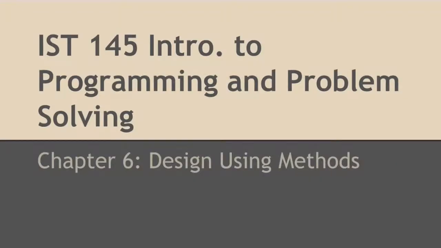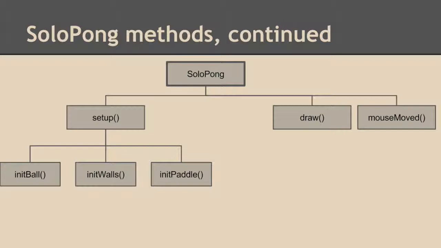Welcome back. This is the fifth video for Chapter 6, Design Using Methods. We're going to continue on with our process of decomposing SoloPong into smaller methods, and today we'll focus on the draw method and the mouseMoved method.